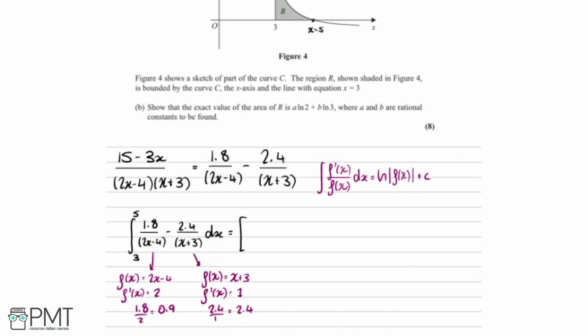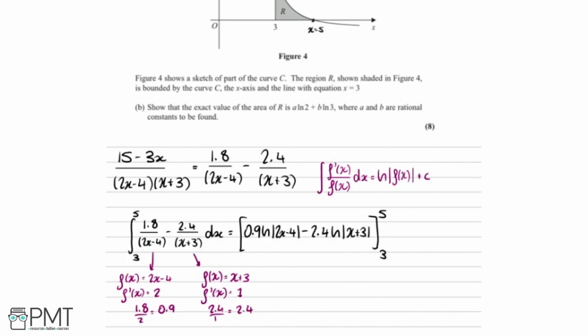So when we integrate it, this term is going to become, we need to use our multiplier first. So 0.9 multiplied by natural log of 2x minus 4. I'm going to add on to that, integrating this term. And we need to remember we've got the minus sign here. So instead of the plus here, we're going to have minus, and then we're going to have 2.4 multiplied by the natural log of x plus 3. And we need to remember our limits of integration, so between 3 and 5.